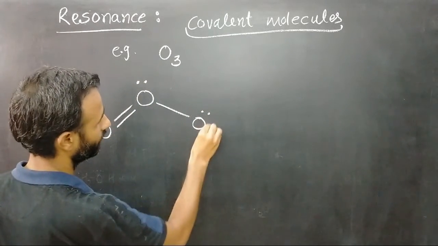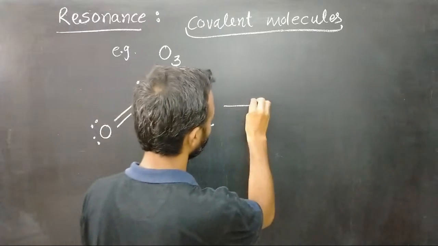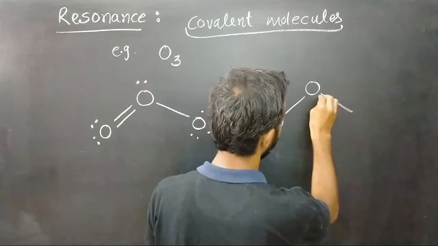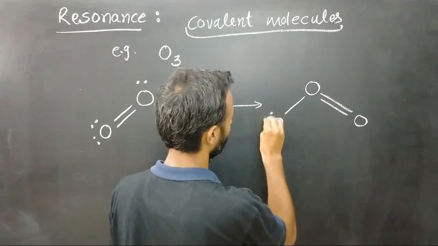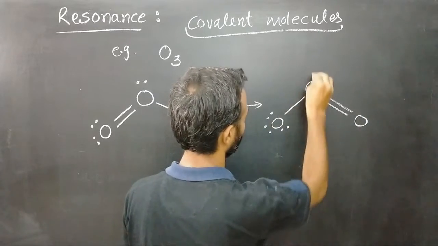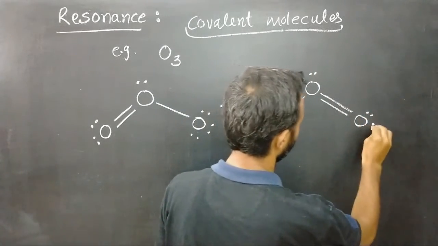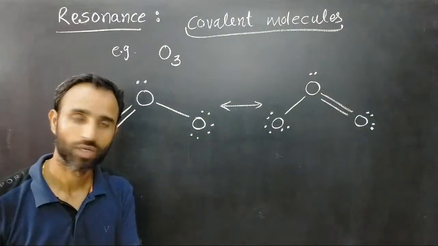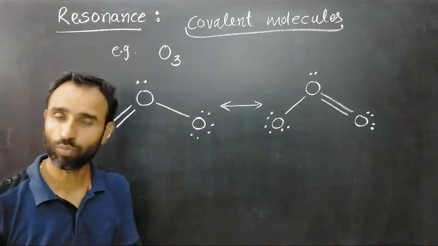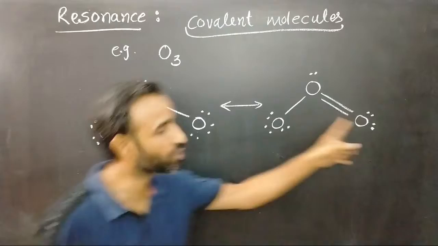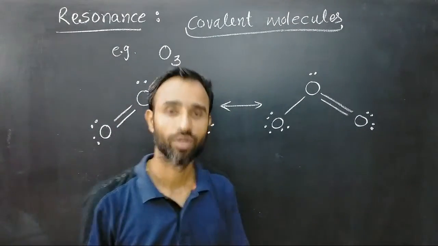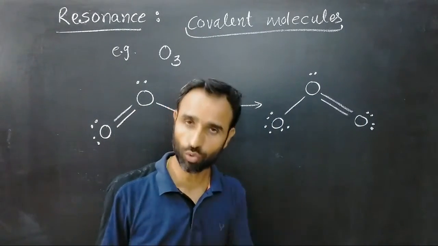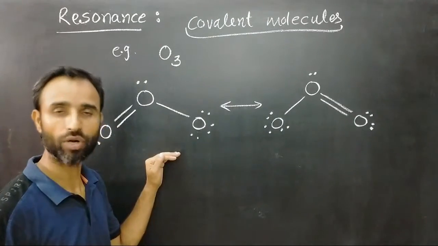Or it can be represented like this. Right? Okay, ozone has only 3 bond pairs. So 3 bond pairs can be arranged as 2-1 or 1-2. These are the 2 possibilities for ozone.